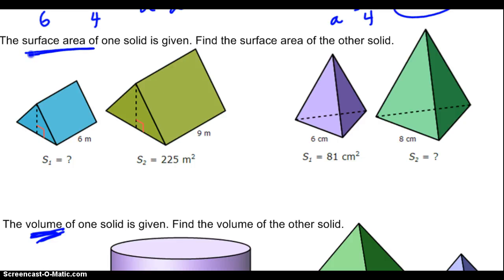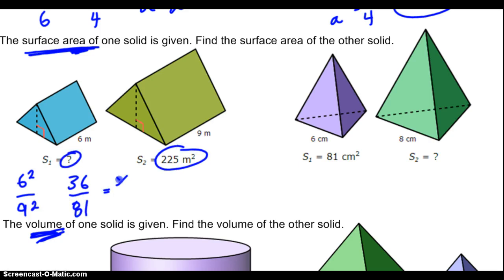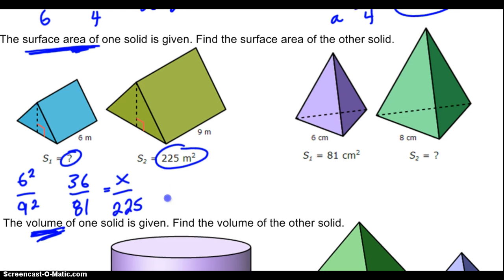Well, look, I'm just working with surface area. And is it a regular ratio, is it a squared ratio, or a cubed ratio? Well, it turns out that area is a squared ratio. Doesn't matter whether it's surface area or any other kind of area. So when I write this, I'll have to write 6 squared over 9 squared. That comes out to be 36 over 81 equals x over 225. If you cross multiply, you should get x equals 100.